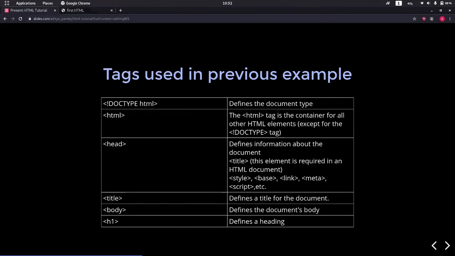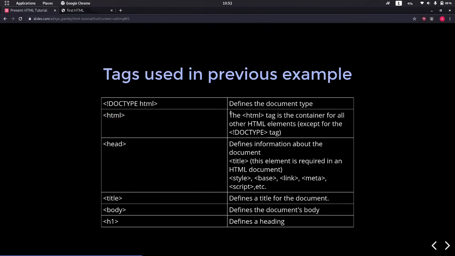Next we'll be looking into the use of the tags we used in the HTML document we just created. The first thing we wrote over there was doctype html. It defines the document type. Every HTML document needs to have a doctype declared. The doctype is not actually an element or HTML tag. It lets the browser know how the document should be interpreted by indicating what version or standard of HTML is being used.